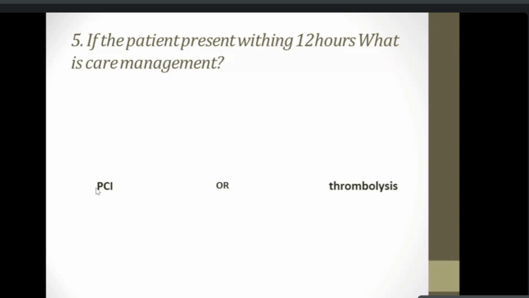So the other question, if the patient presents within 12 hours, what is the care management? If the patient presents within 12 hours, we will use thrombolysis or percutaneous intervention.